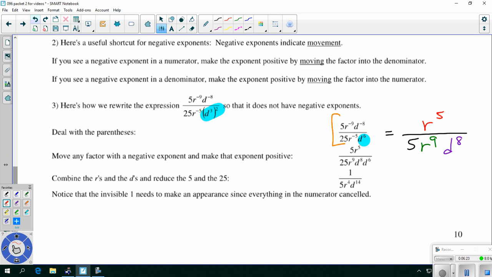And then finally, d to the 6th. D to the 6th has a positive exponent. The only movement indicator is a negative exponent. So don't go crazy and move everything. You only move the things that have negative exponents. So that d to the 6th has no reason to move. Just copy it right where it is.